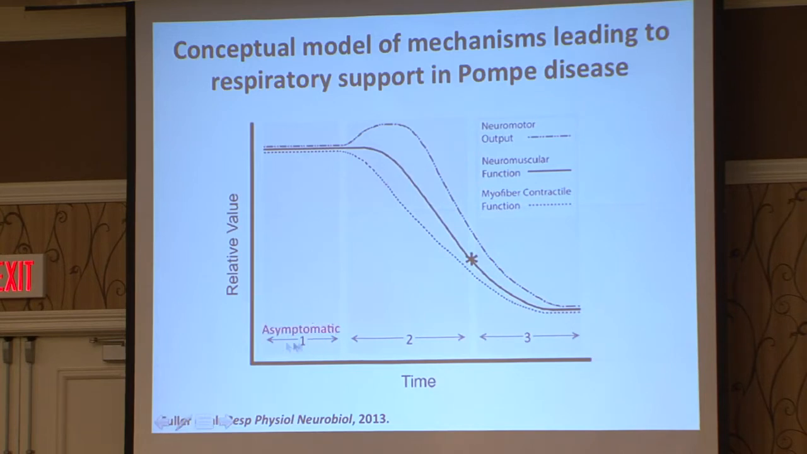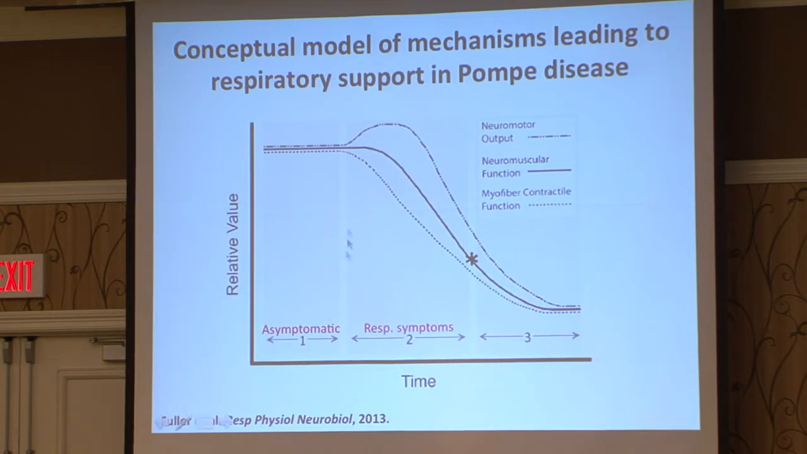And in stage 1 here, when patients and mice are asymptomatic and things are working pretty well, we see that we get a high level of output, both in the muscle and the nerve, and a high level of function, a high level of breathing.